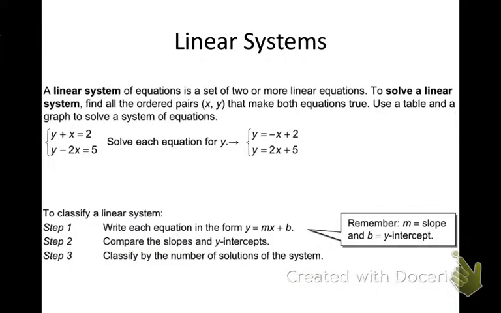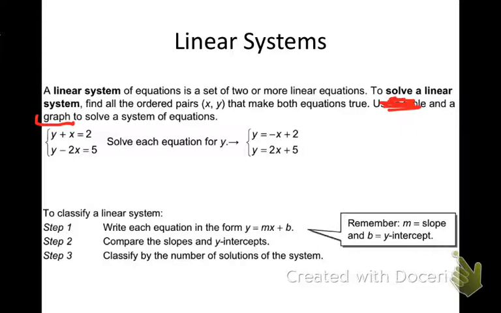Alright, so the linear systems. A linear system of equations is a set of 2 or more linear equations. To solve a linear system, find all of the ordered pairs that make both equations true. We're not going to be using a table today, so we're not going to focus on that table. We're going to be focusing more on the graphing part here, which is one of 3 ways to really solve these systems. And we'll focus on the other 2 tomorrow.